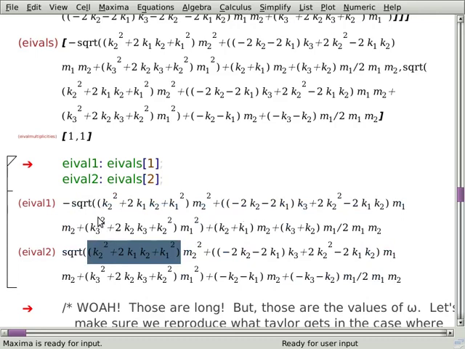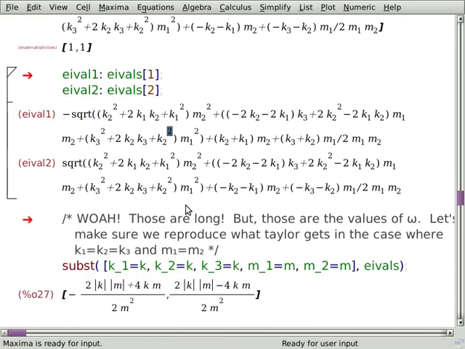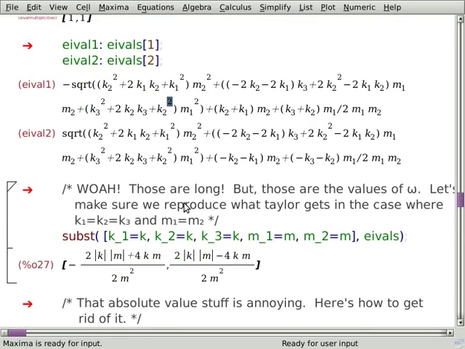And notice, because I have square roots of stuff, actually, I don't think any of these square roots can ever be imaginary. And that's good. We have real eigenvalues, and we want real eigenvalues because they're supposed to be frequencies. So hooray. But they're still long. I mean, here they are. If you don't make any assumptions about K1, K2, M1, M2 being the same as each other, hey, now you know. Plug in the numbers. You're good. You have all the things that you want. But they're long. Those are values of omega.